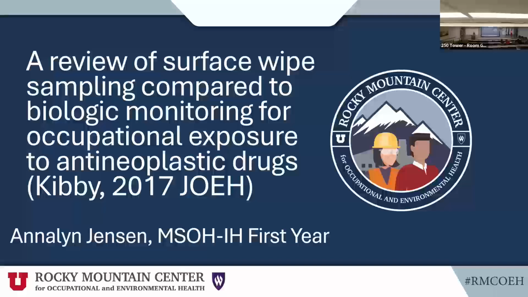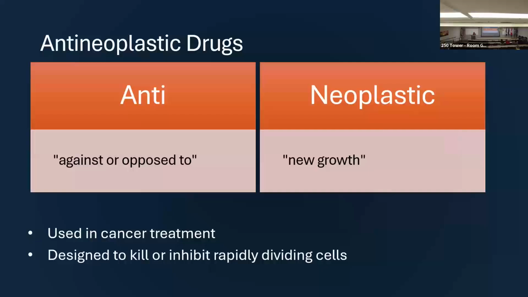For those of you that don't know what an anti-neoplastic drug is, we're going to kick it back to Greek real quick. Anti means opposed or against, and then neoplastic, neo meaning new, and plastic meaning changing, means new growth. So in short, anti-neoplastic drugs are drugs that are opposed to new growth. They're used in cancer treatment, and they're designed to kill or inhibit cells that are rapidly dividing.